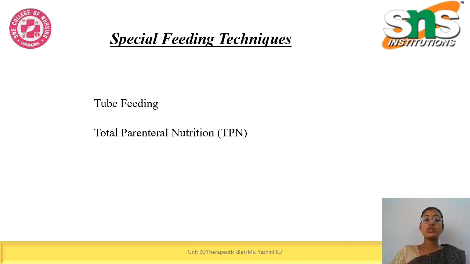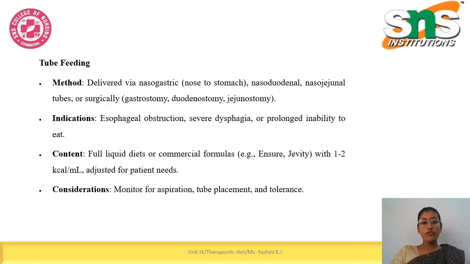So we will be using total parenteral nutrition so that the patient can get all the nutrition. Tube feeding is a method where nutrition is delivered via a tube inserted through the nose or surgically into the stomach. These are the indications where we use it: when esophageal obstruction is there, or severe dysphagia, or prolonged inability to eat. In those conditions, we will be inserting the tube as a nasogastric tube.